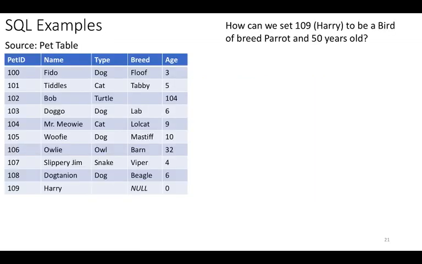So we've entered Harry into our database and we're lacking data on him. So let's try and set pet 109, who is Harry. And he is actually a parrot, we've discovered. Parrot is a type of bird. And he's 50, because we asked him and he told us, because they do that.